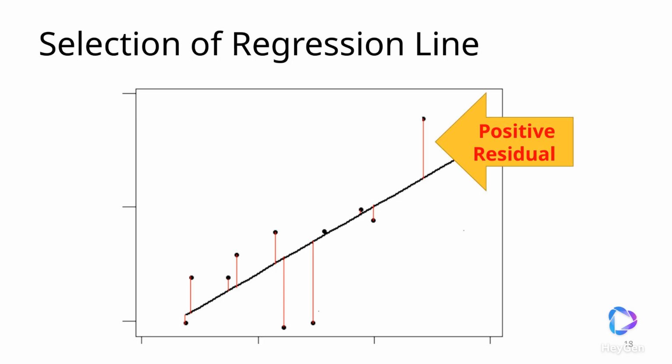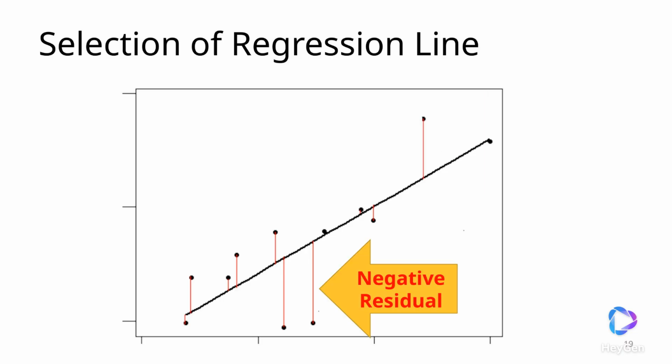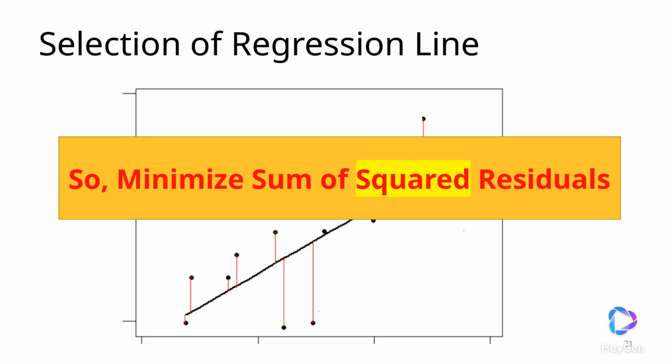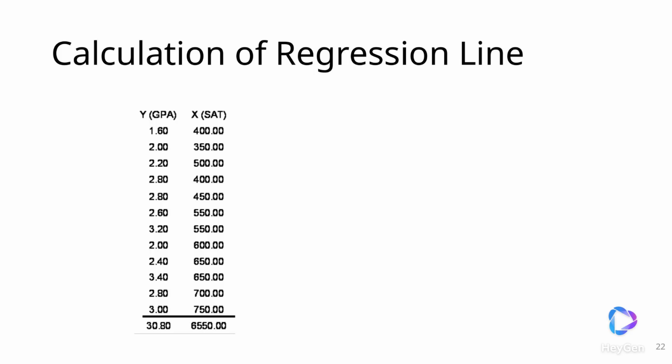Residuals can be positive or negative. The sum of residuals is 0. Regression fits a line to data that minimizes the sum of the squared residuals. Let us look at an example.